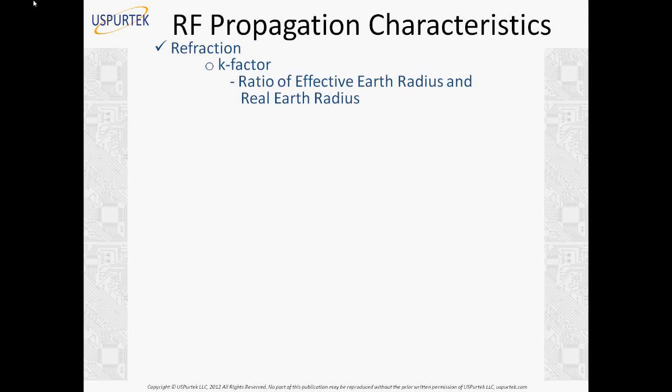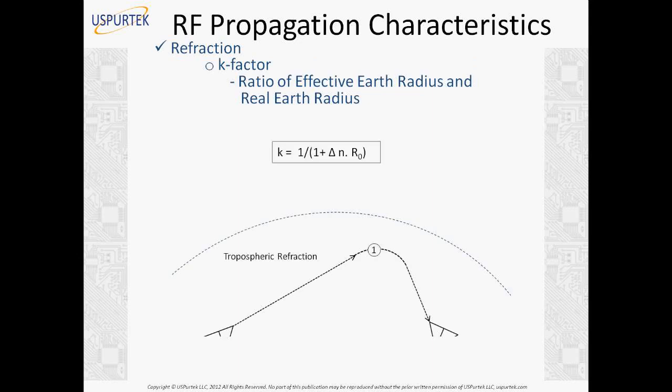To do that, there is a factor defined called the K factor. K factor is the ratio of effective earth radius and real earth radius. So to do our calculations, we calculate a K factor, which is the ratio of effective earth radius and real earth radius. And it is defined as you see in the box here.